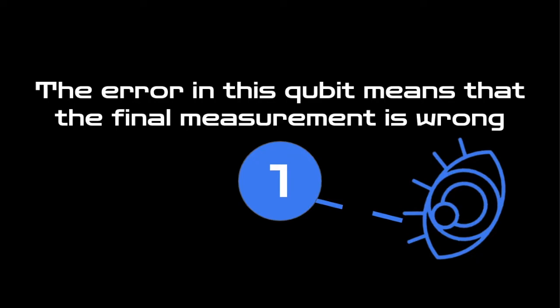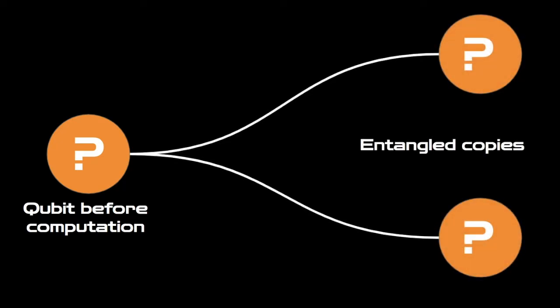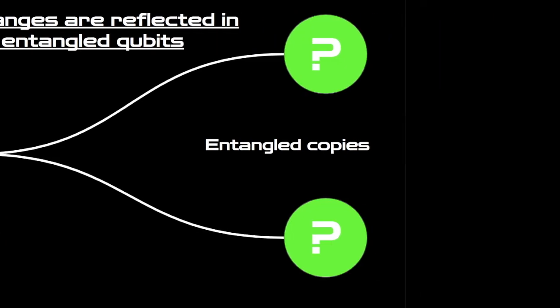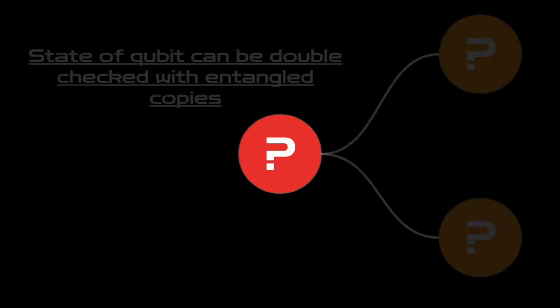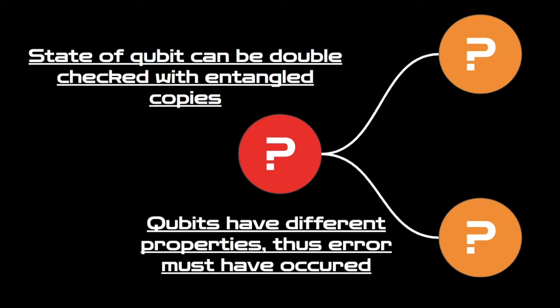And this is where quantum entanglement comes into play to detect these errors. So let's imagine a qubit which is about to undergo some form of computation. Before the qubit is put through the computation, we can entangle it with another qubit, or multiple other qubits, so that the information is copied, and depending on what happens in the qubit during the computations, it will be reflected in the states of the other qubits since they are entangled. If any errors occur to the qubit during the computation, it can be checked with the entangled qubits to see if there is any difference in the state than it should be, thus catching the error and minimizing wasted time.